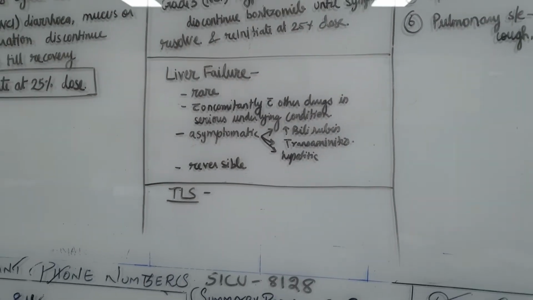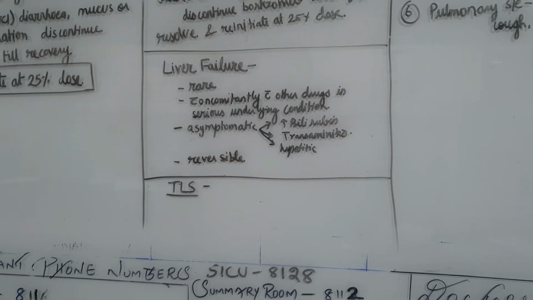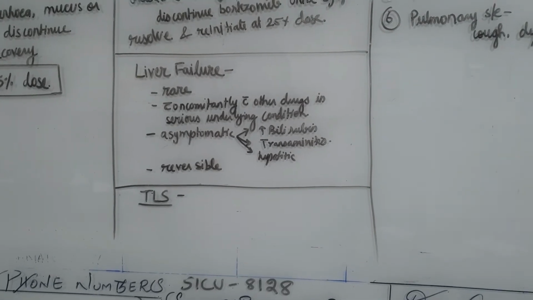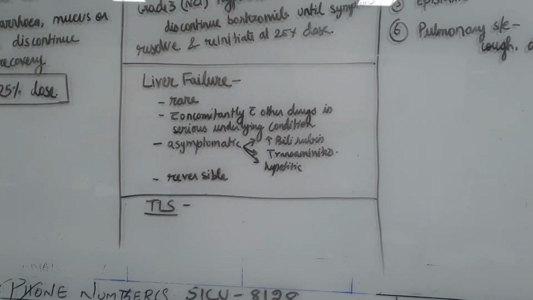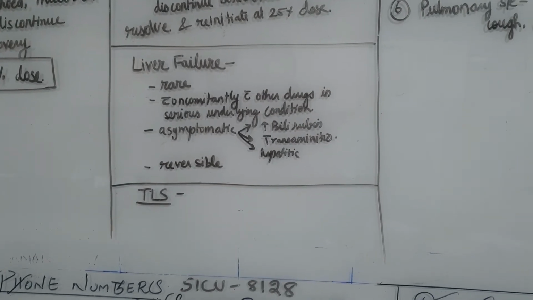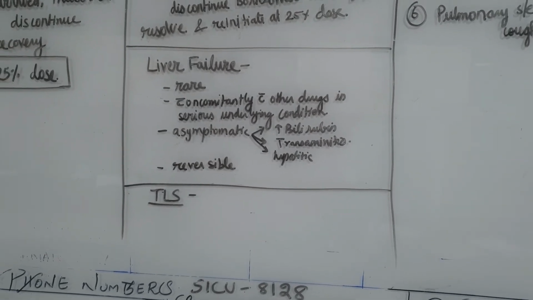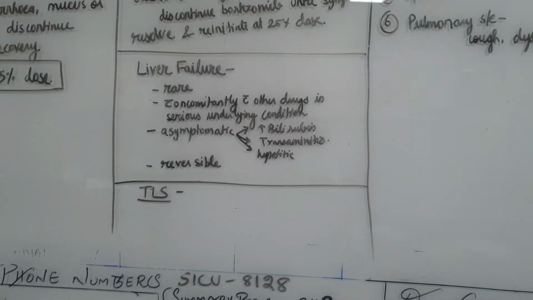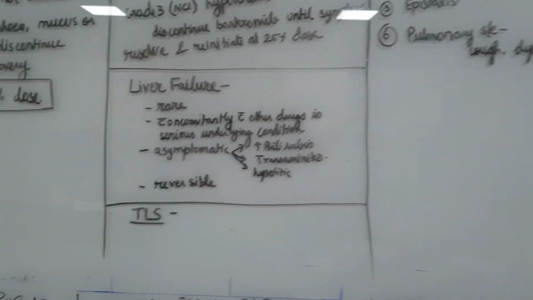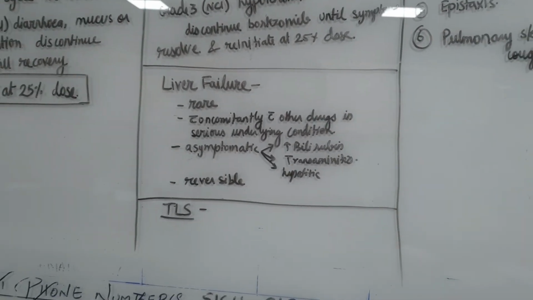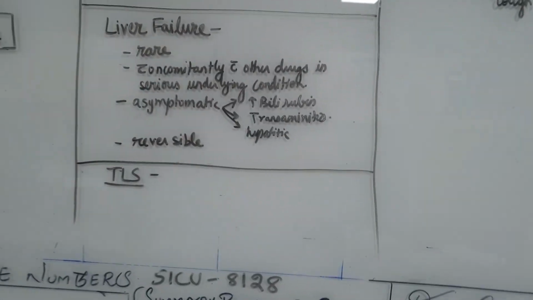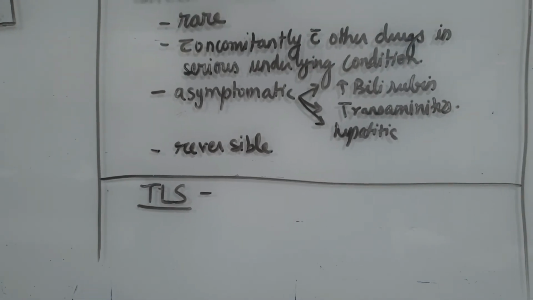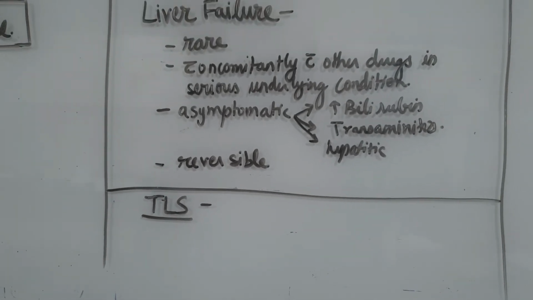Liver failure is a rare side effect of bortezomib, but if bortezomib is given concomitantly with other drugs in serious underlying conditions, some people develop liver failure. Patients can develop asymptomatic hyperbilirubinemia, transaminitis, and hepatitis associated with bortezomib. This side effect can be reversible on discontinuation of the drug, and the liver function returns to normal. Patients also develop tumor lysis syndrome due to breakdown of tumor cells if the tumor burden is high.